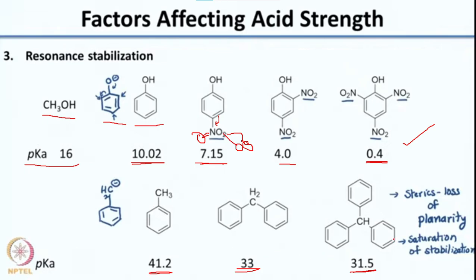The second factor is saturation of stabilization. Here the molecule is already very much stabilized. When you add one more aromatic ring, it's not getting that much stabilized because it was already stabilized. So saturation of stabilization is taking place, which does not give more stability to the molecule. That's why the pK value is high here.